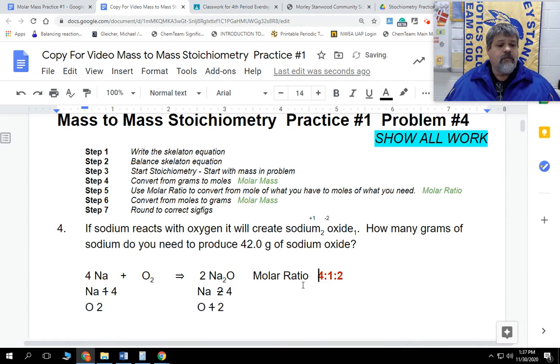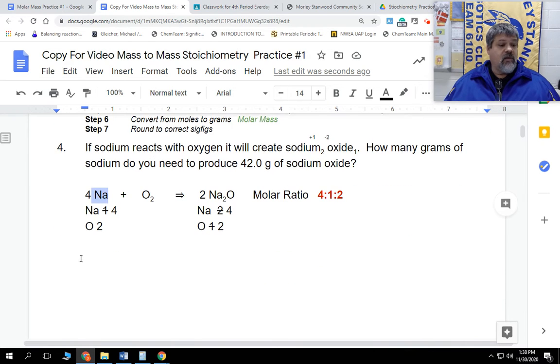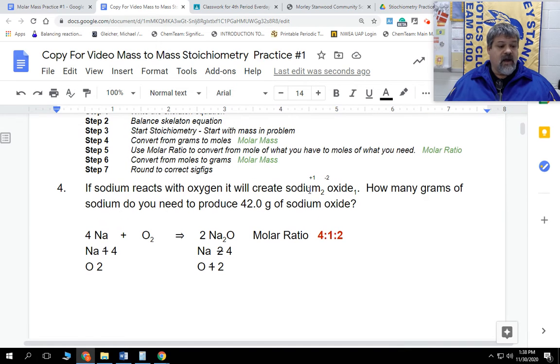So there's our ratio. So we go back to the question, and it's going to say, how many grams of sodium do you need to produce 42 grams of sodium oxide? So here's my sodium oxide, and we need to know how many grams of sodium that we need. Now it's a 4 to 2 ratio or 2 to 4 ratio, depending on how we're going to write that out. So we're going to go ahead and start our stoichiometry, and we are going to start with the number that's in the problem.